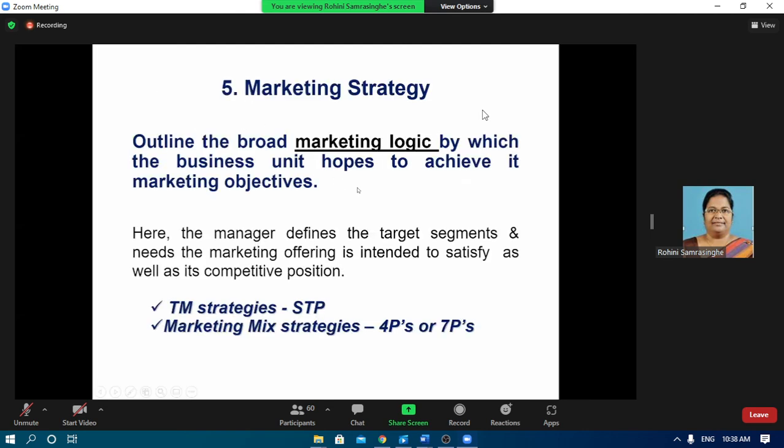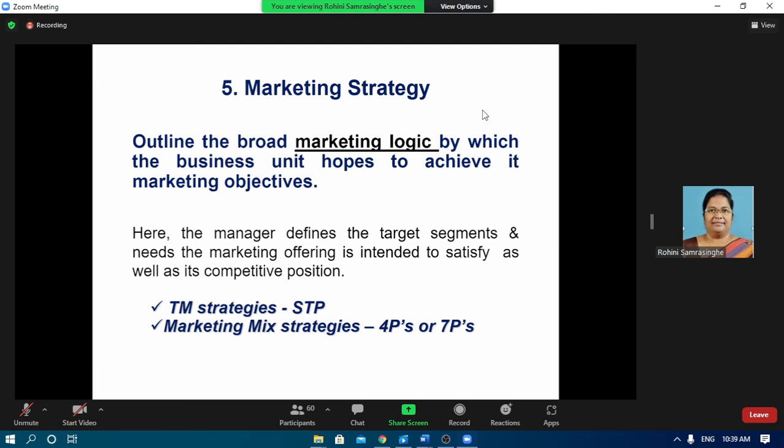It is the marketing logic by which businesses hope to achieve their marketing objectives. What are the different strategies, logics, or maybe the game plans that you are going to apply to achieve the company marketing objectives? Especially the marketing objectives you put in your marketing plan, right? So there are two sections here. Again, you may pay your attention to two types of interrelated strategies.